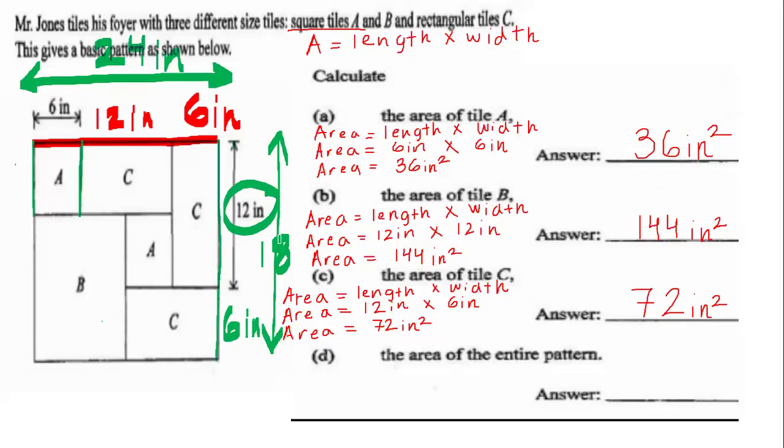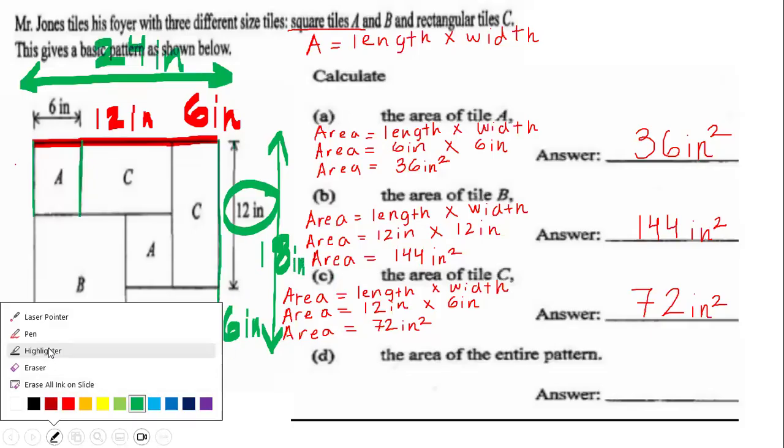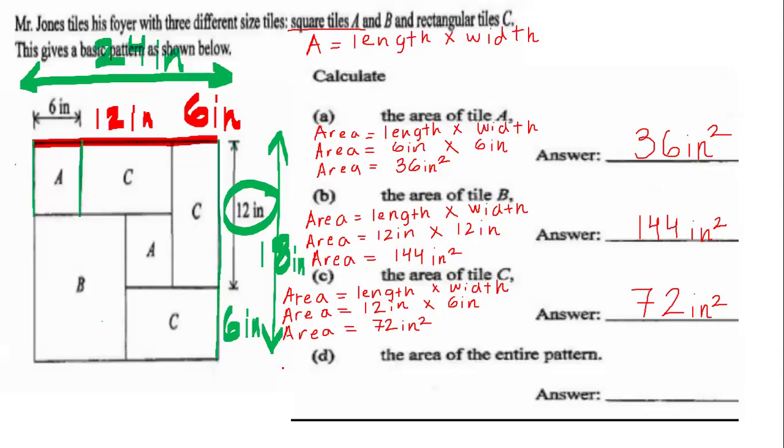So all we need to do to find the area of the entire thing is multiply what? 24 times 18. Very good. So what is the area of a rectangle? The area is going to be equal to what? Length times width. Width times length, same thing.